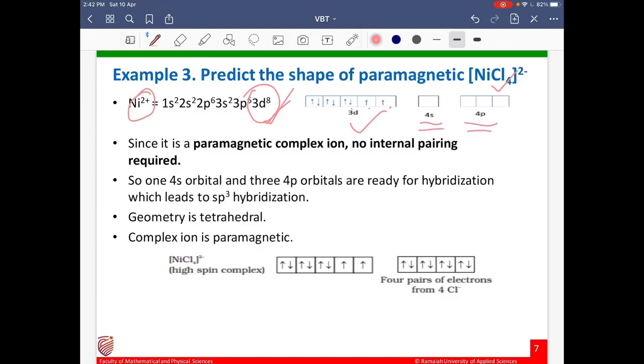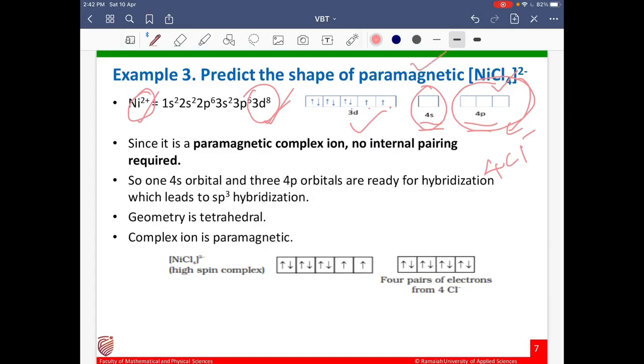Now, how many ligands are joining? 4 chloride ligands are coming. So here there are only 4 chloride ligands, so it requires only 4 vacant orbitals from the central metal atom. So we will check, are there any vacant orbitals? Yes, 1 4s and 3 4p. So here internal pairing is actually not required.